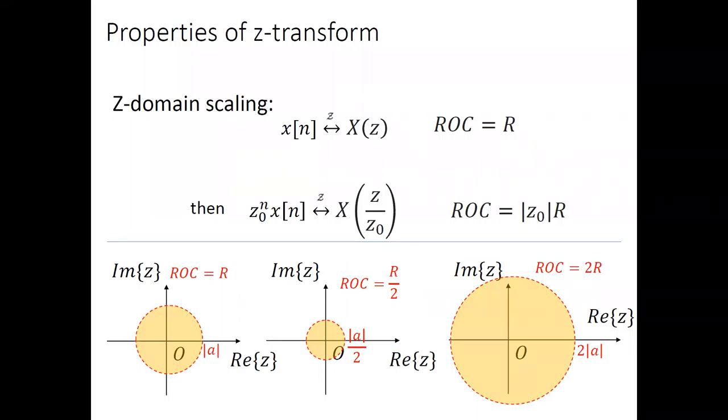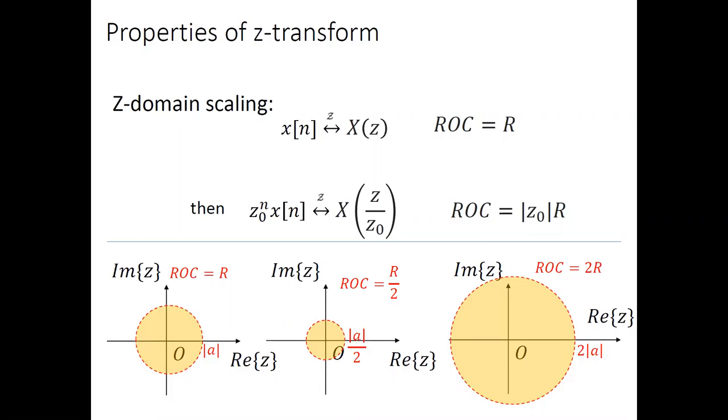So the next property is related to the Z domain scaling. For continuous time signals, when we look at the Laplace transform, we discuss the time scaling property. But for discrete time signals, time scaling is a tricky case, right? Because when we compress the signal over time, there may be samples that are lost. When we expand the signal over time, there are additional points for which we need to fill in additional information. Usually we fill in zero. So those are complicated cases which we will not discuss here.